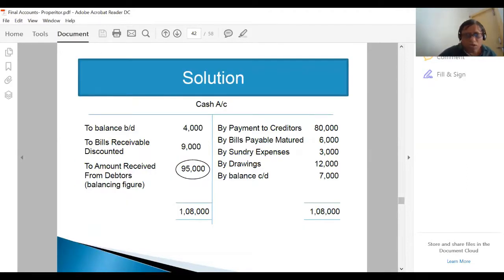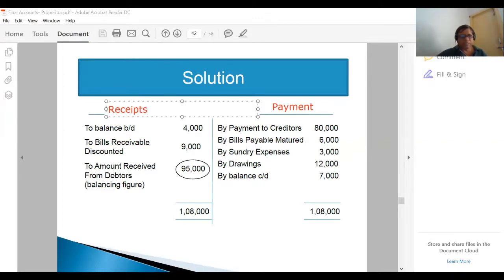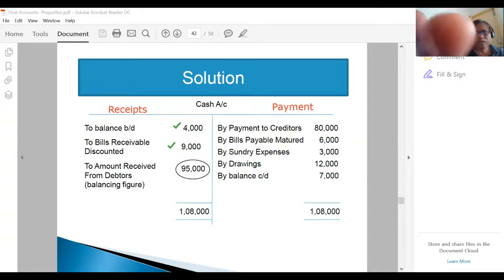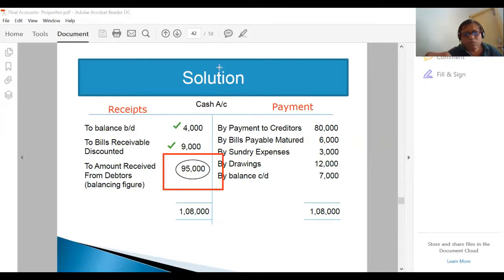You see, all the payments, this side is payment. This side is receipts. Debit side is receipts. This is opening balance. Bill receivable discounted, again cash received. So this is a balancing figure. All right. Here now, this is a payment. Bill payable matured is payment. Sundry expenses cash outflow. Drawing is cash outflow.